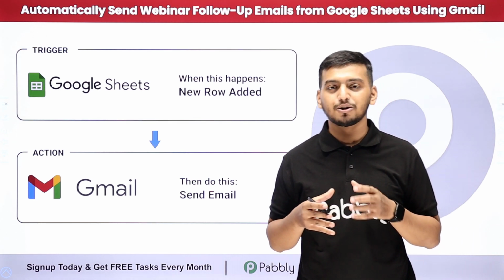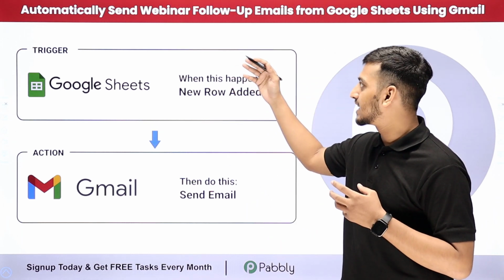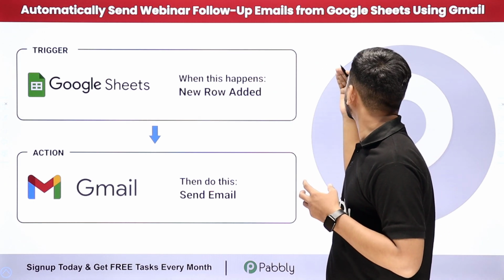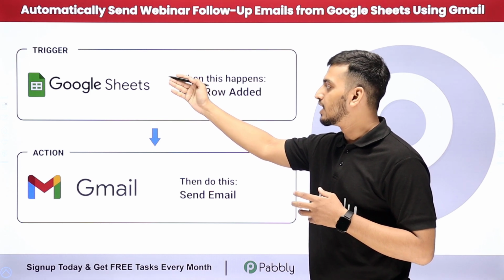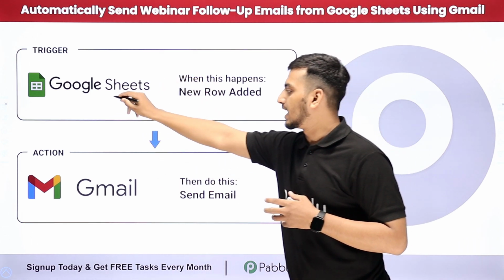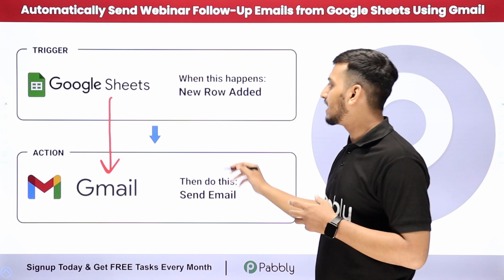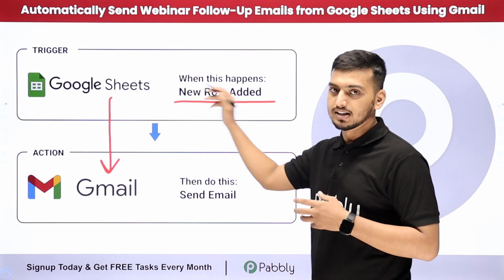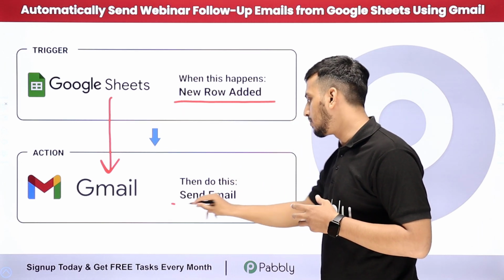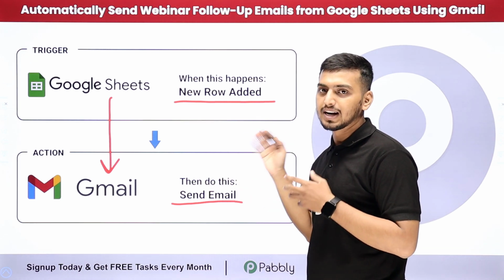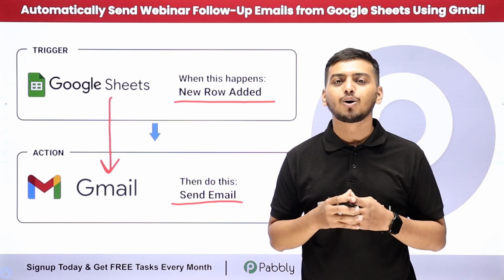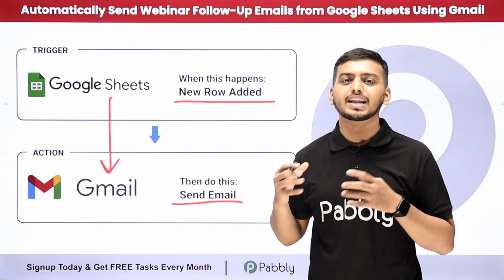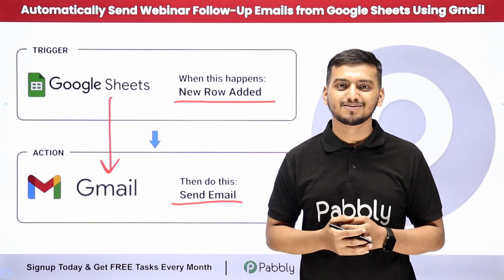And today I am going to show you how you can automatically send webinar follow-up emails from Google Sheets using Gmail, wherein I am going to integrate these two different applications, Google Sheets and Gmail, with the help of Pabbly Connect, so that whenever any new row is added to my Google Sheets, an automatic webinar follow-up email will be sent to that particular lead through their Gmail ID. So if you are ready to learn how I am going to create this amazing automation, then let me take you right onto my screen.